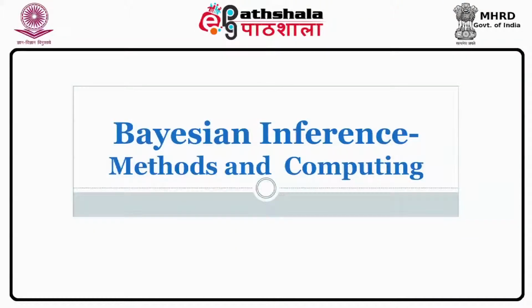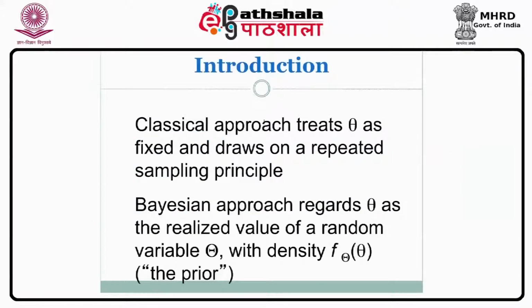Let us give the name of the topic of our discussion as Bayesian inference. In Bayesian inference, we will discuss some methods and computing. So initially, let's try to differentiate what is Bayesian inference and what is Fisherian inference. The Fisherian approach, what we call the classical approach or frequentist approach, sometimes I will say classical approach, sometimes I may mention that it is a frequentist approach.